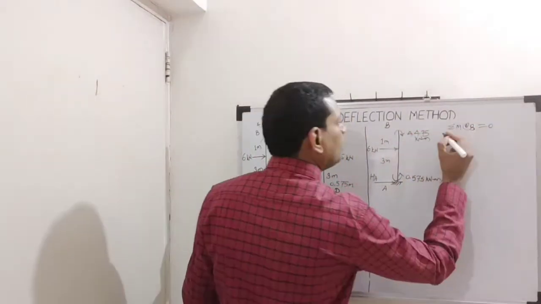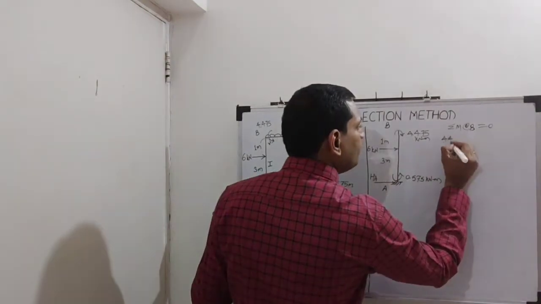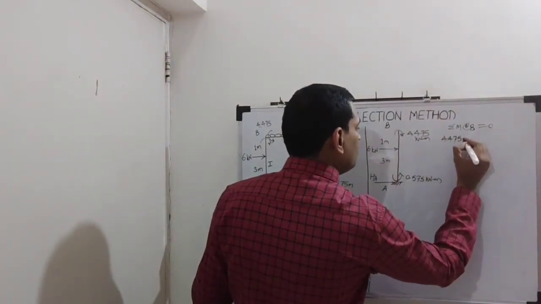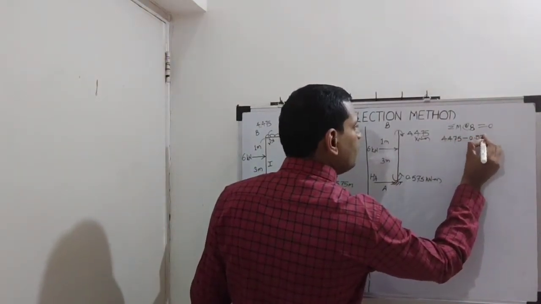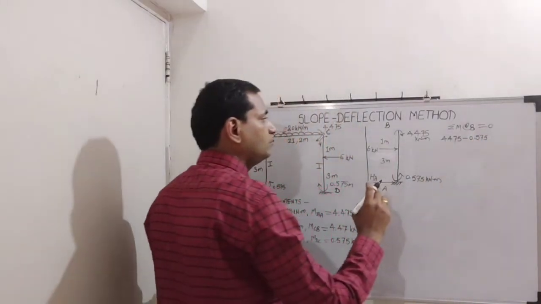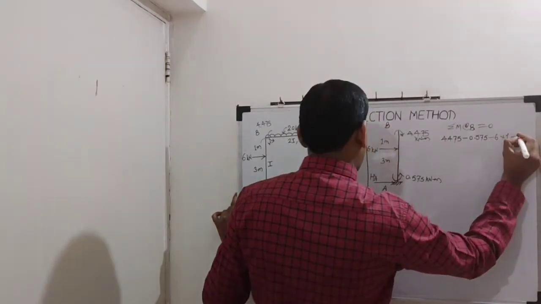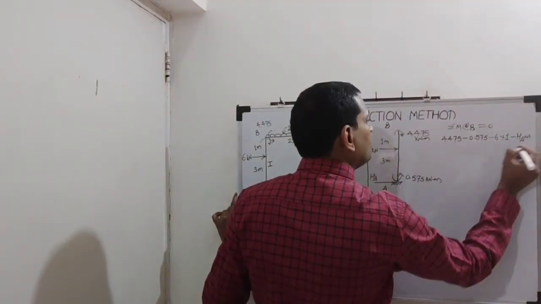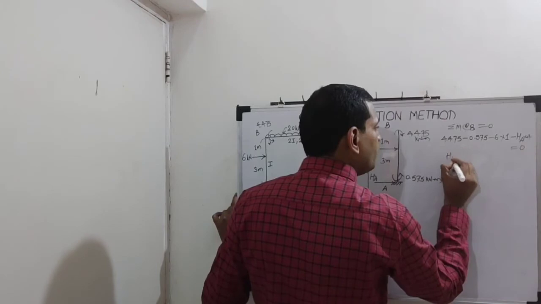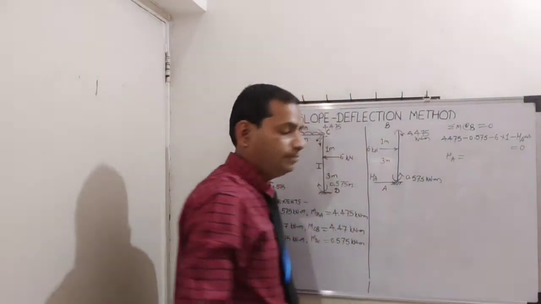So this is 4.475, then minus 0.575, then minus 6 into 1 and minus HA into 4. So this is equal to 0. From this I will find out now HA.